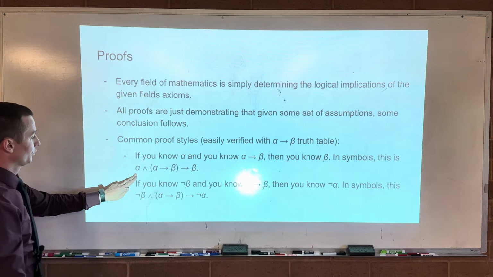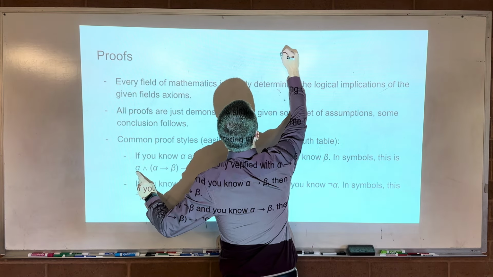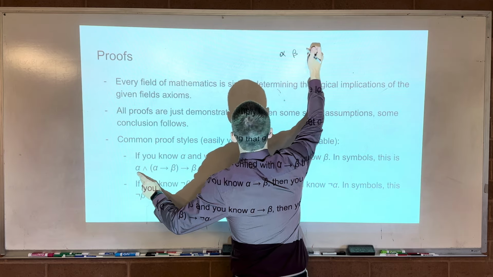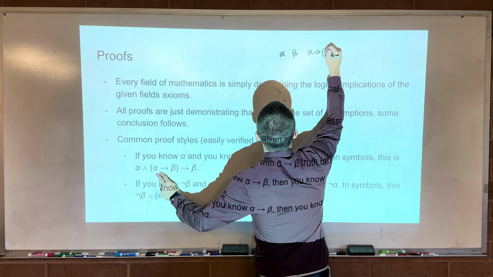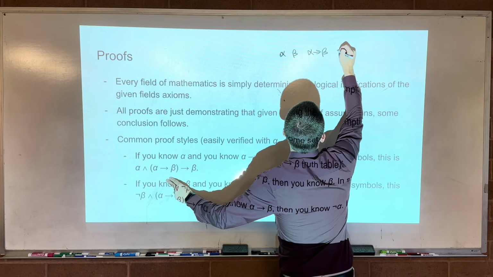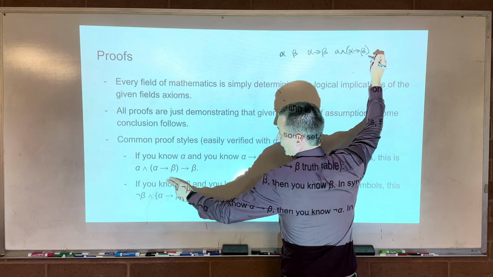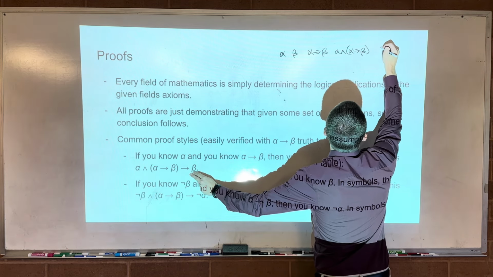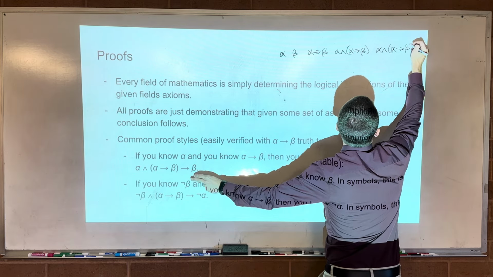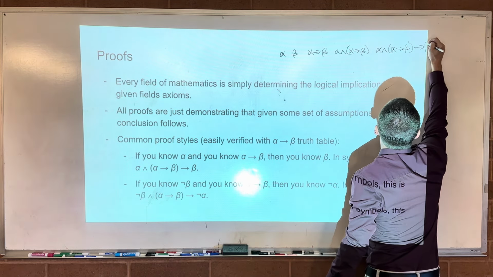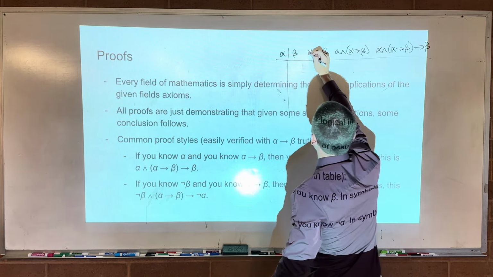Let's write out the truth table for just one of these one time, and then we'll do it from there on out. So we need an alpha, we need a beta, we need alpha implies beta, we need alpha and alpha implies beta, and then finally we need alpha and alpha implies beta, all implies beta. Okay, let's whip this out really quick.